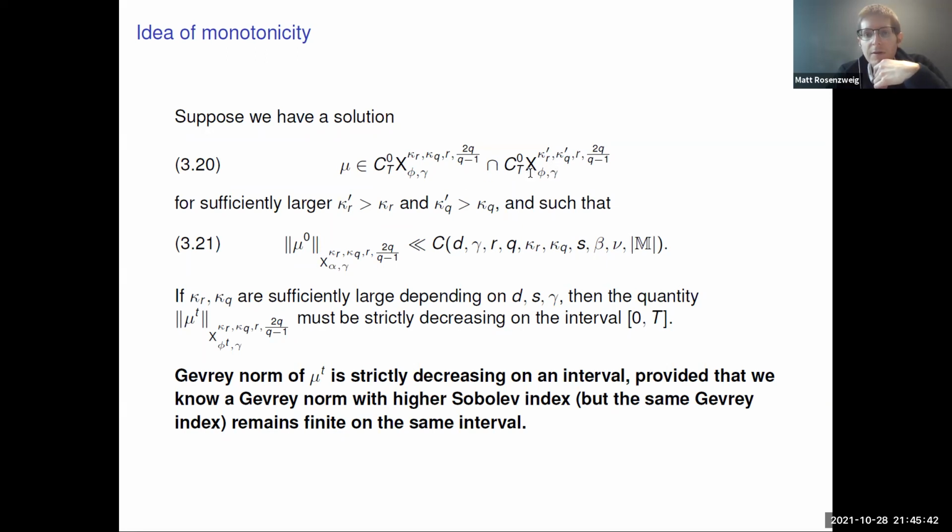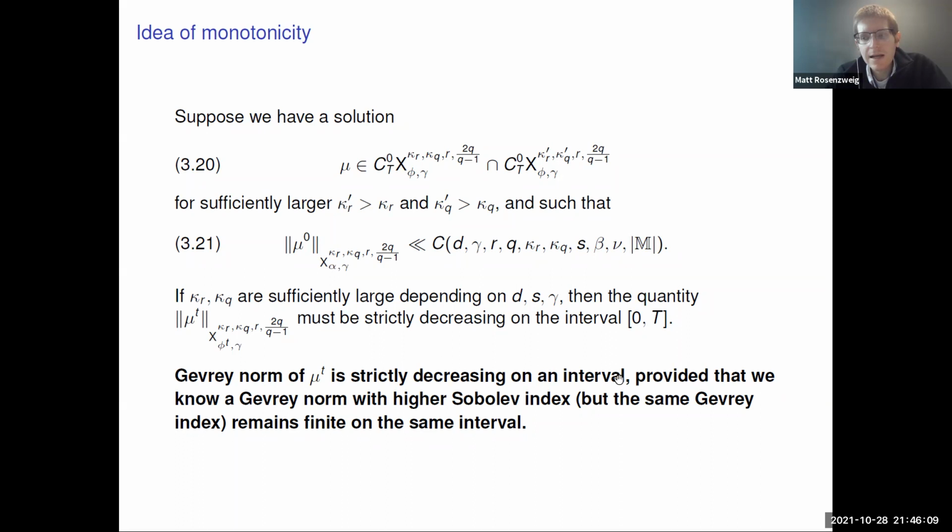So my function is also in a more regular space, where regularity is measured by a higher set of indices. And I'm also assuming that my initial datum is sufficiently small, depending on a bunch of parameters. So if my original kappa R and kappa Q are big enough to begin with, then this would imply that this norm right here has to be strictly decreasing on an interval 0 to t.